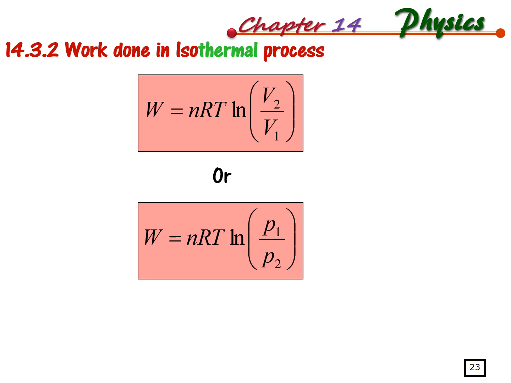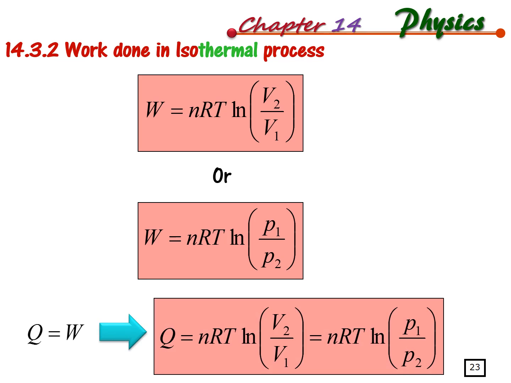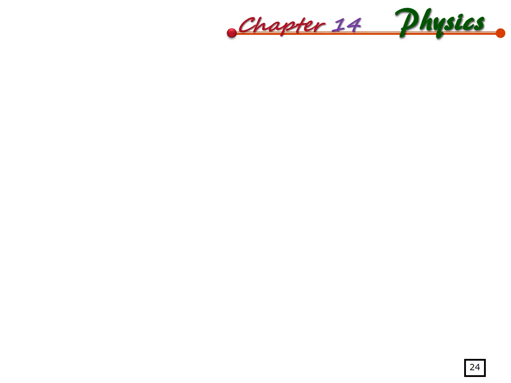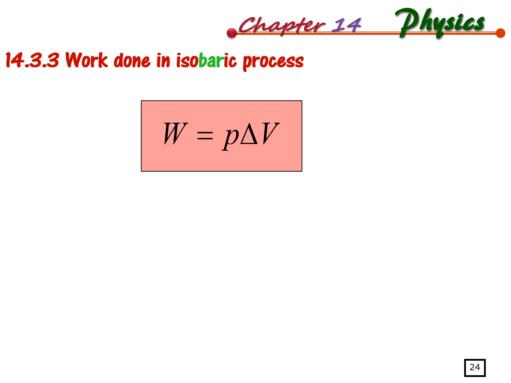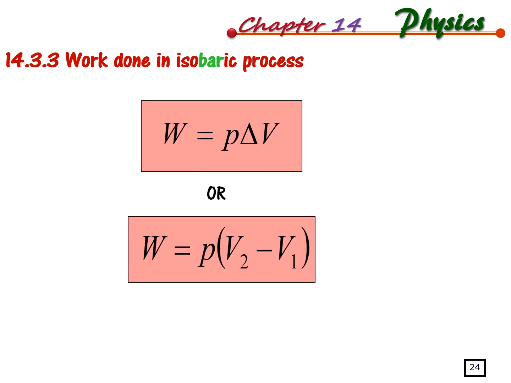Since delta U is equal to 0, the Q here is also equal to W. Therefore, Q can be calculated by using the formula of work done. That is for the isothermal process. So now we go to the isobaric process. In the isobaric process, the pressure is constant, so we may apply the formula W equal to P multiplied by the change in volume, or we can expand delta V, so W equals pressure multiplied by V2 minus V1.